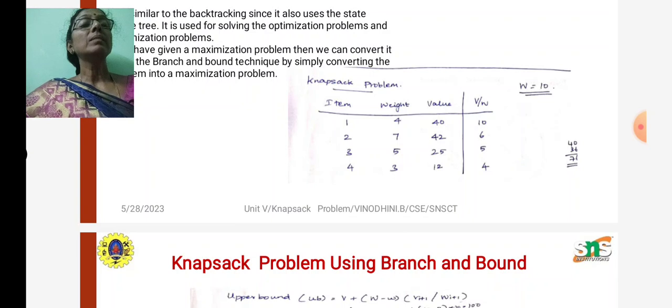In the last column we calculate V by W, that is value divided by weight. For item 1, V by W is equal to 10, for item 2 it is 6, item 3 is 5, and item 4 is 4. This is useful for substituting in our calculation formula.